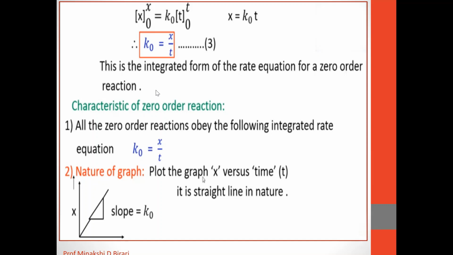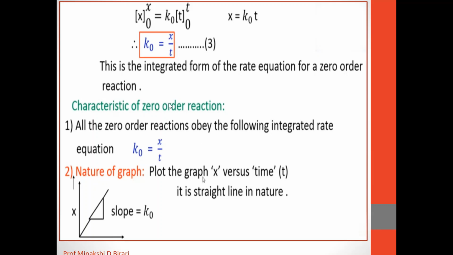Now let's see the characteristics of zero order reaction. First one: all the zero order reactions obey the following integrated rate equation, that is K0 is equal to x upon t. The second one is the nature of graph. So what will be the nature of graph for zero order reaction?